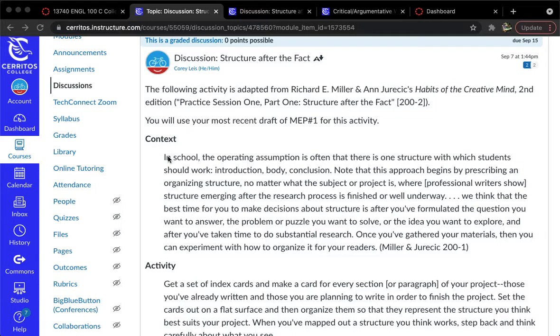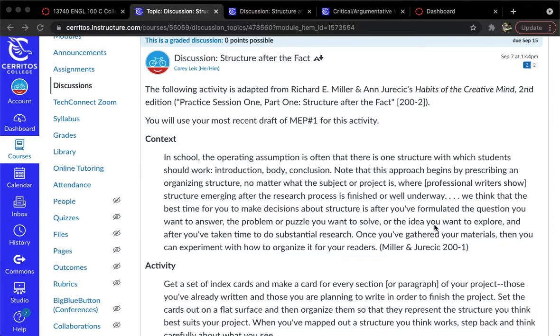So a little bit of context. In Habits of the Creative Mind, Richard E. Miller and Ann Juresik write, in school, the operating assumption is often that there is one structure with which students should work: introduction, body, conclusion. Note that this approach begins by prescribing an organizing structure, no matter what the subject or project is, where professional writers show structure emerging after the research process is finished or well underway.